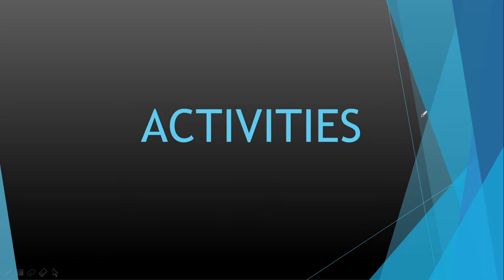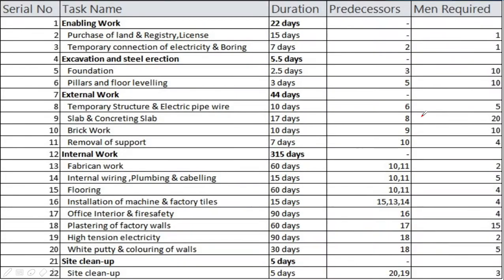For construction of a factory, we go through different activities which are flashing on the screen along with the days required for each particular activity. First and foremost, we purchase land for construction and further proceed for registry and licensing of the land. For the procedure of construction, we need the temporary connection of electricity and boring, which is taken from MSEDCL. Next, the execution part starts from here: excavating the land and leveling the land by digging out unwanted material. Pillars are built immediately after leveling.